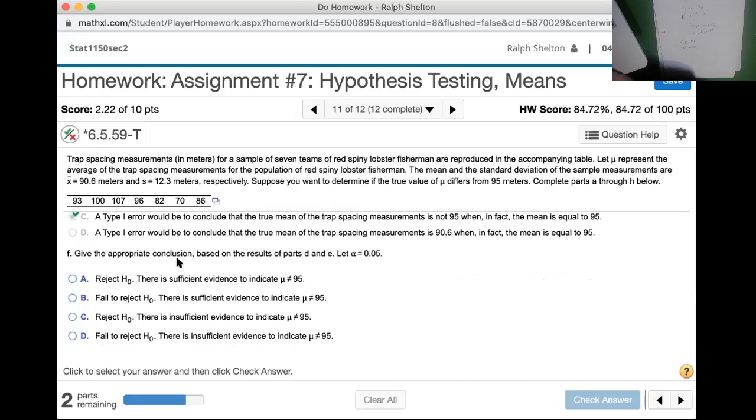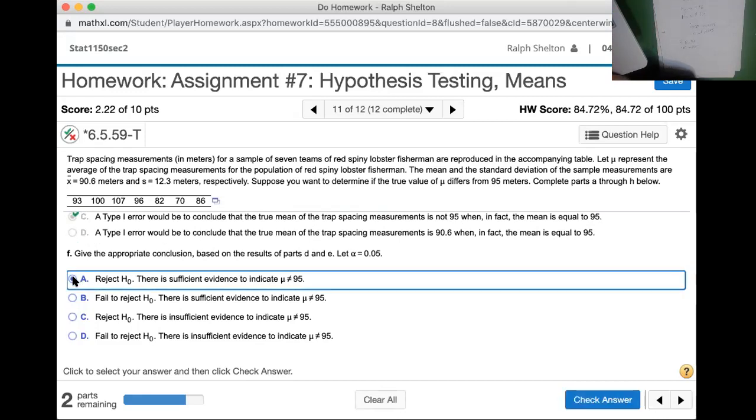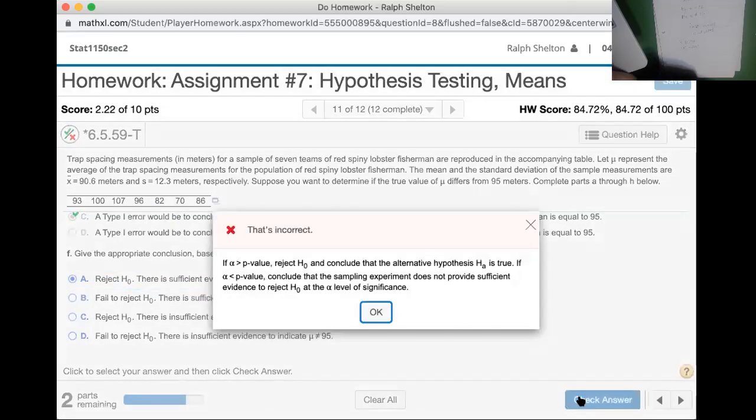And when you reject, what is it we're rejecting? We're rejecting that the mean's 95. So it says reject, and it says there's sufficient evidence to indicate mu is not 95. True. We're rejecting it because our sample statistics are indicating we're supposed to reject it. So there's sufficient evidence based on our sample statistics that it's not 95. Check answer. Okay, it doesn't like that for some reason.